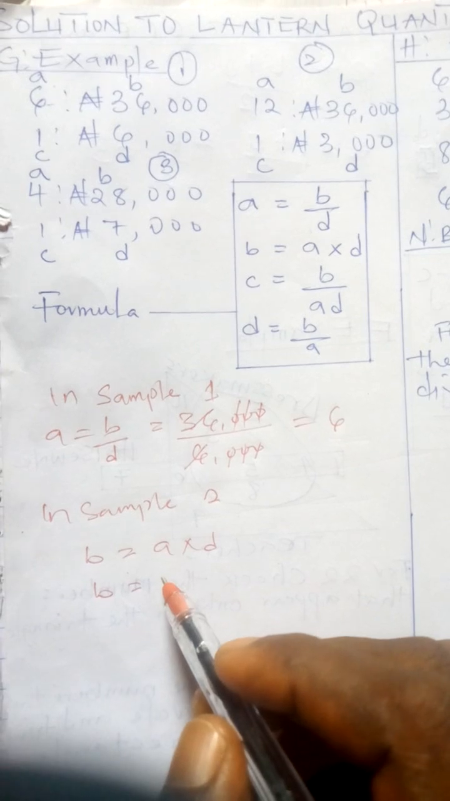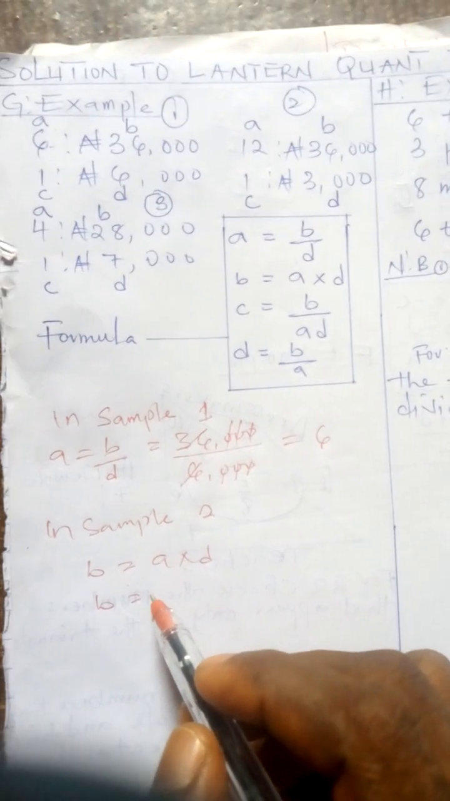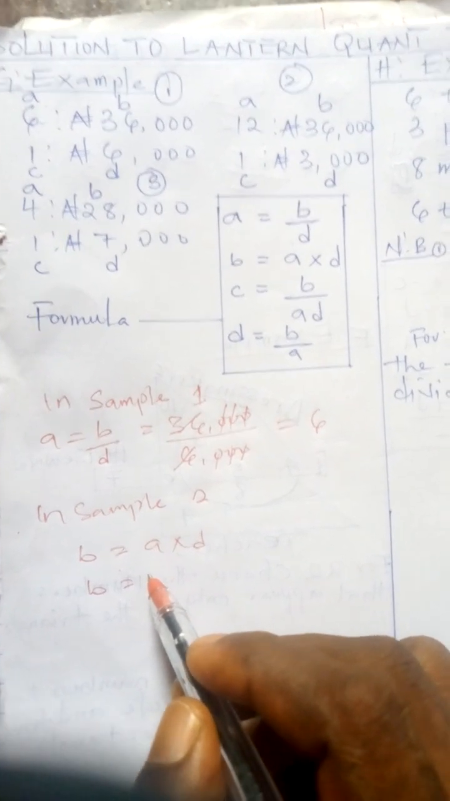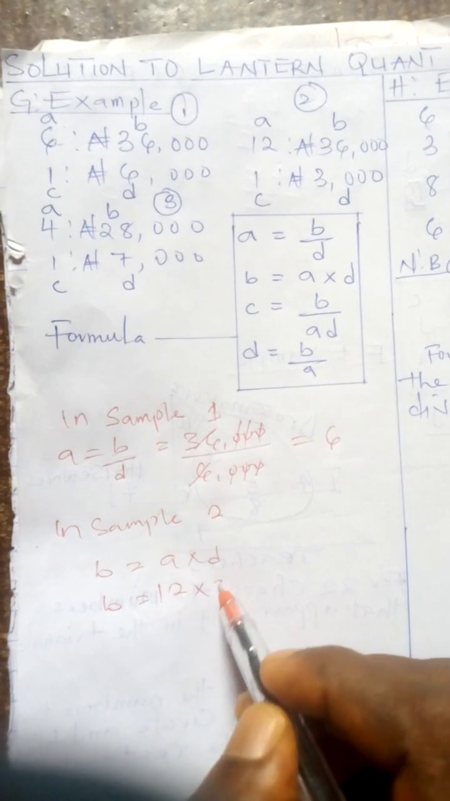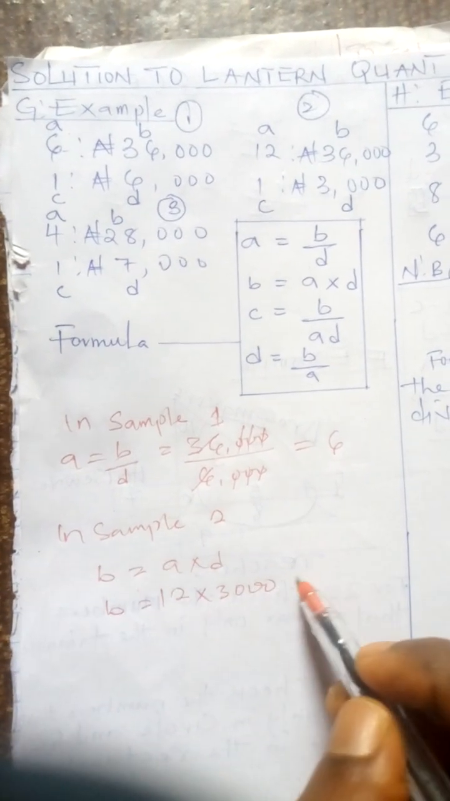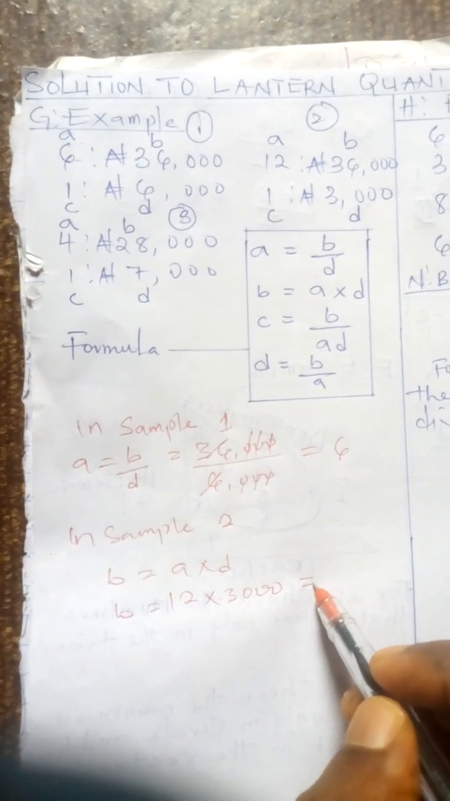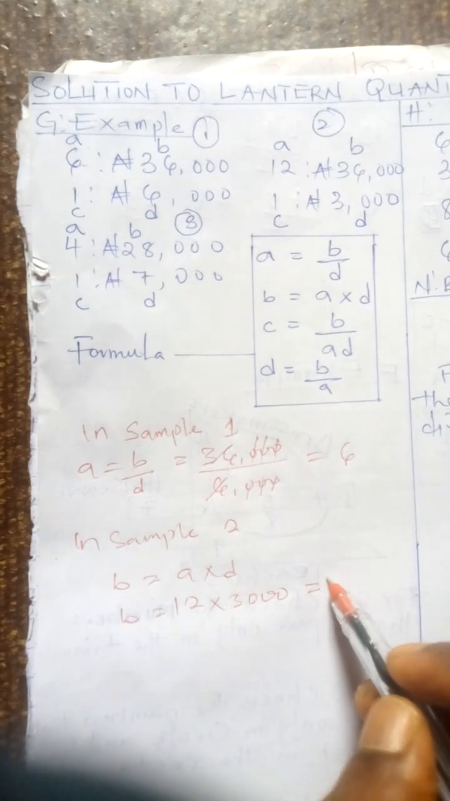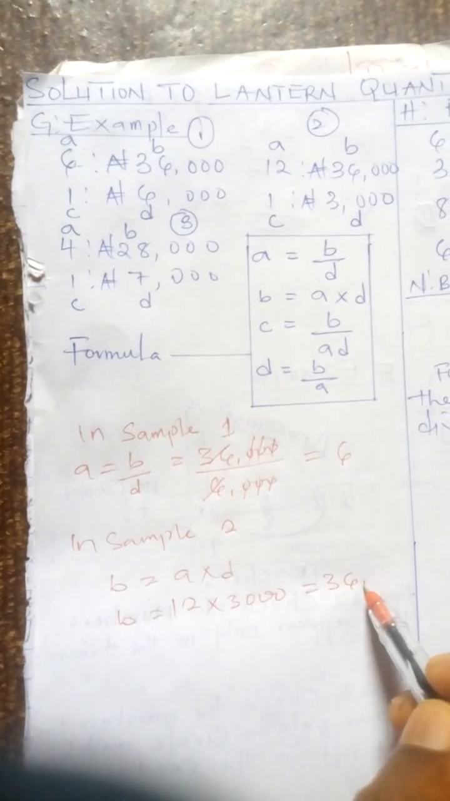2. In sample 2, B, according to our formula, is A times D, and in that sample we have A equal to 12. So 12 times 3,000 will give us the value there, which is 36,000.